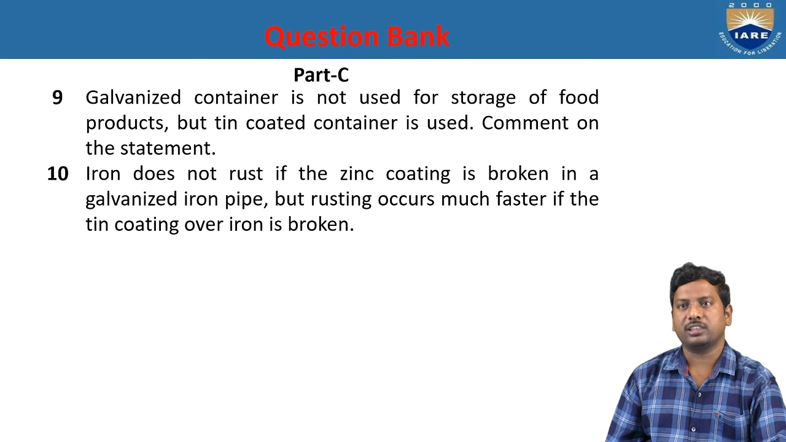Iron does not rust if the zinc coating is broken in a galvanized iron pipe, but rusting occurs much faster if the tin coating over the iron is broken. So that means in the case of galvanization, if the zinc coating is broken, it cannot be attacked by environmental oxygen. But if the tin coating is broken, it will immediately absorb environmental oxygen. That's why in tin coating, rusting takes place rapidly.